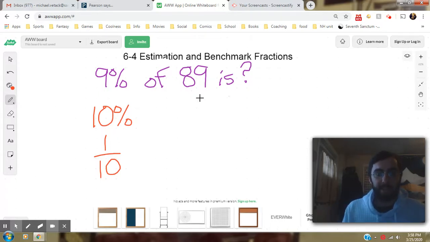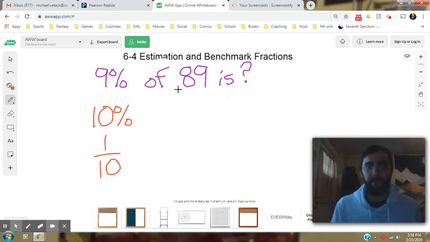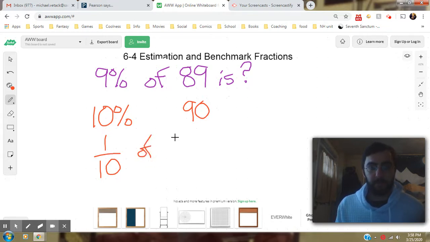And 89, so we want to think, is there a number we can change 89 to that works with 1/10? I could change it to 100, but that's moving it a decent amount. That's moving it 11. I could move it down to 80, but again, that's moving it a decent amount, when I could just move it to 90. So moving it to 90 is not that big of a change. So now I'm finding 1/10 of 90. All right, so now that's the math I'm doing.